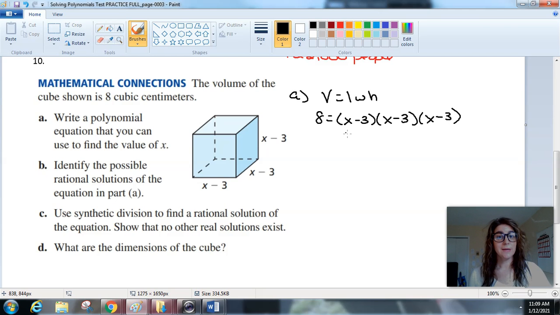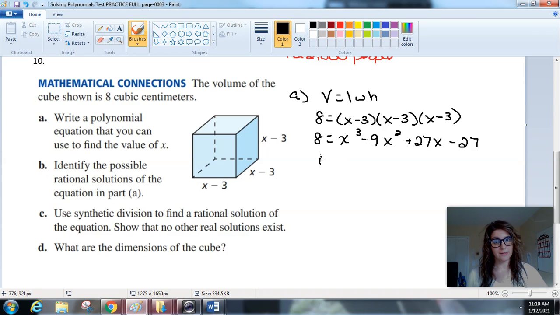To save some time, you would multiply all of that out, and you end up with x cubed minus 9x squared, sorry, plus 27x minus 27. And that whole thing equals 8. You move the 8 over, and this would be your function. So that's the answer to part A. That's the equation you would use.